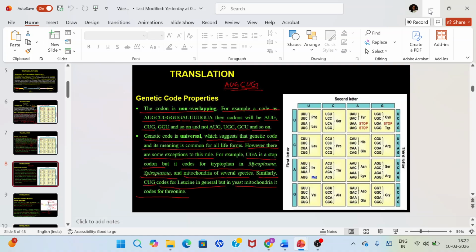For example, if a codon has whatever sequence they have given, then the codons will be AUG, CUG. That means it won't take a nucleotide from the previous codon. It will be separated out. It won't overlap with the previous codon.